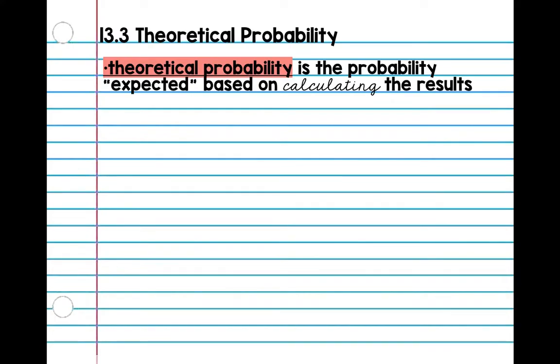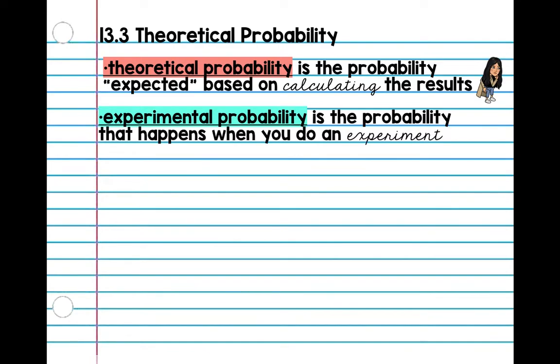It sounds like a big word, but it's really what you've been doing yesterday and the day before that. So theoretical probability is just the probability expected based on calculating the results. It means that it hasn't happened yet and we're just calculating what's going to happen. Like a 5% chance of rain at 4 o'clock, that's a theoretical probability. It hasn't happened yet. It's expected.